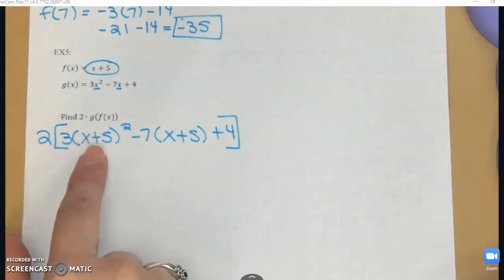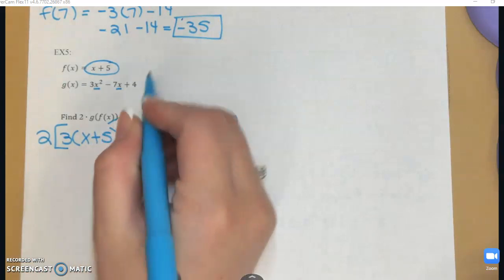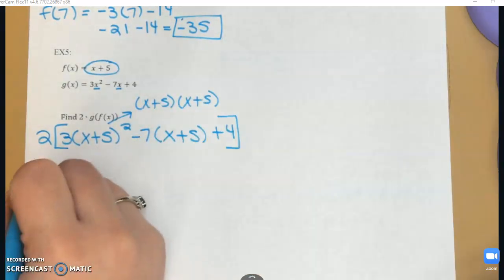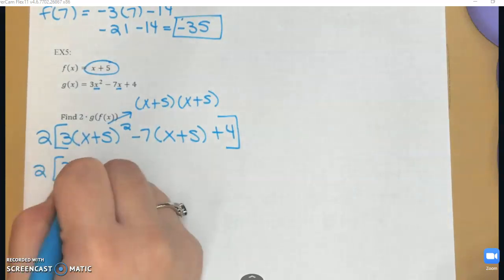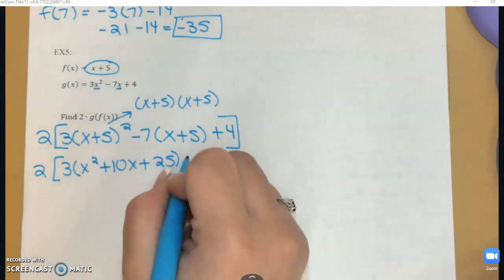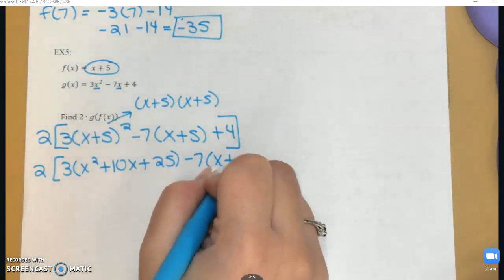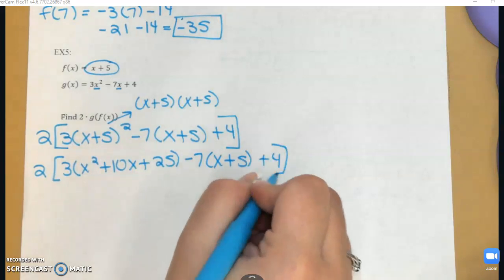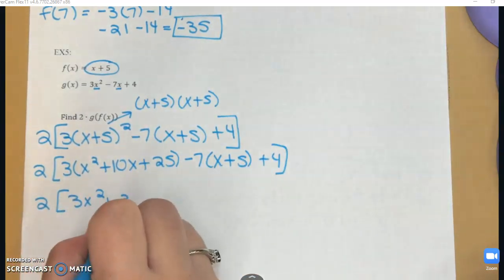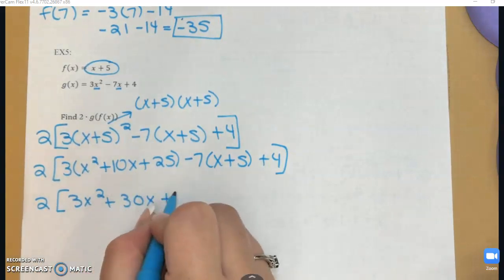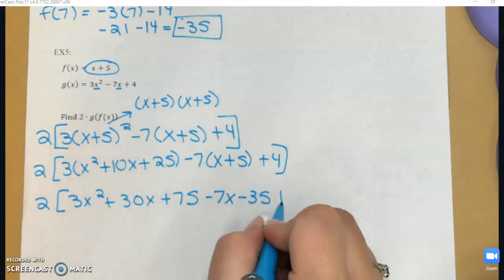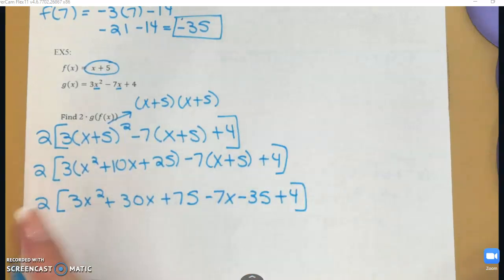So exponents first, remember this means we're foiling. This is x plus 5 times x plus 5. So that's going to give us x squared plus 10x plus 25. And now I can go ahead and do my first distribution of multiplication. I'm going to consolidate inside my brackets.